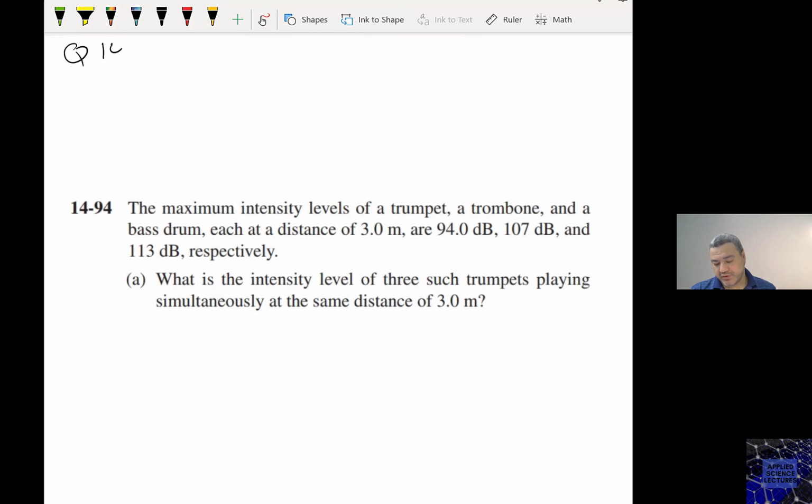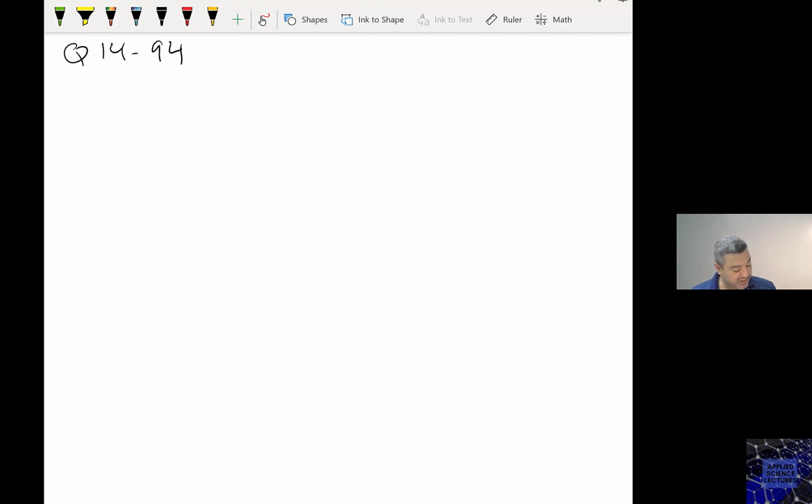Question 14.94. This question reads the following. The maximum intensity levels of a trumpet, trombone, and bass drum, each at a distance of 3 meters, are 94 dB, 107 dB, and 113 dB, respectively.